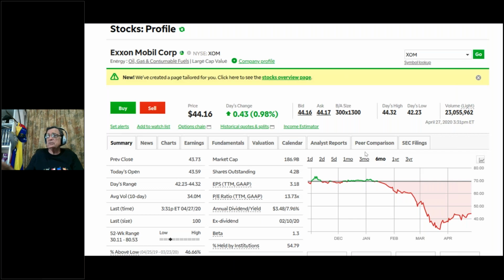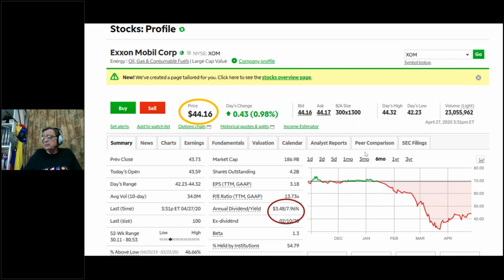So let's have a little look-see at what ExxonMobil looked like on Monday. I have no idea what it's like today. For this class, it doesn't really matter. So Monday, ExxonMobil was selling at $44.16. That was the price.